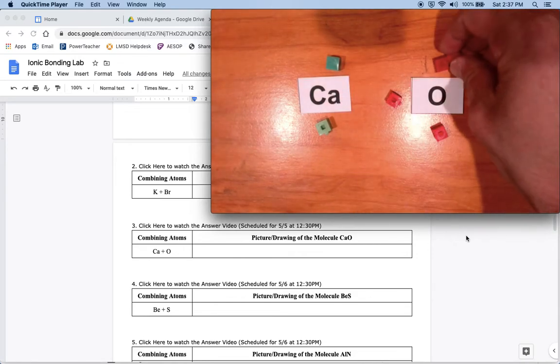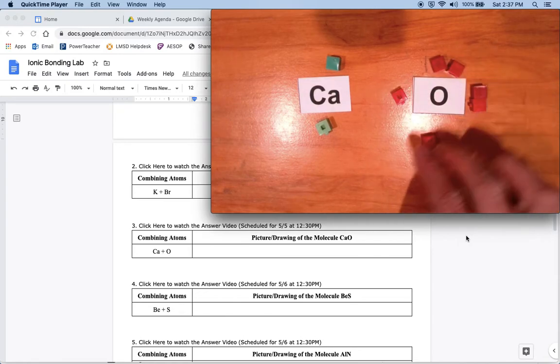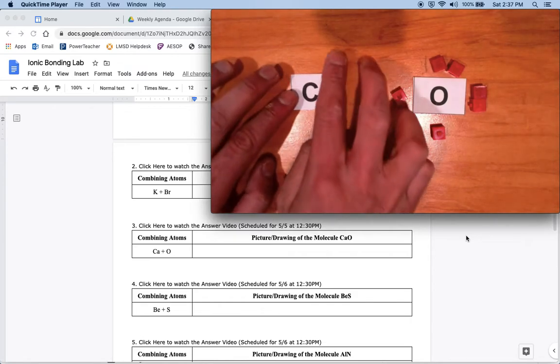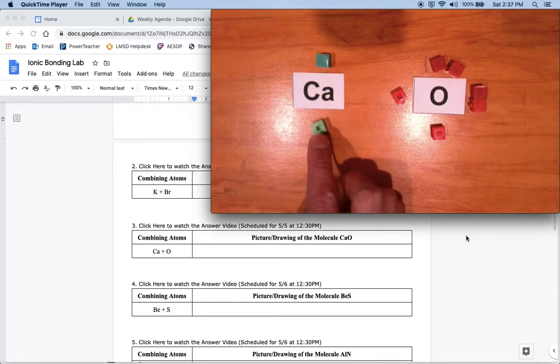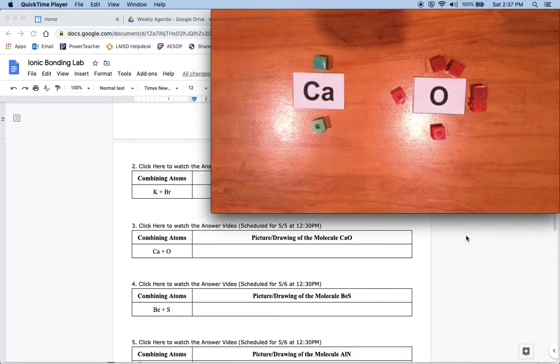So now let's figure out who's going to be the giver and who's going to be the taker. The rule of thumb is 0 or 8. Every atom wants to get to 0 or 8 to get an outer ring that's full. So I see that calcium has 2. It has 2 choices. It can take 6 more electrons and get to 8, or it's going to lose or give away its 2 electrons, get to 0.